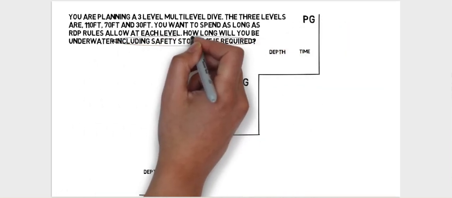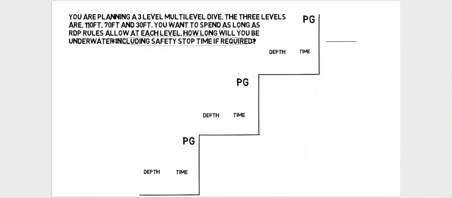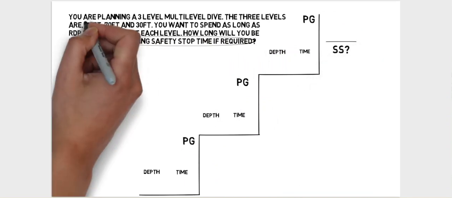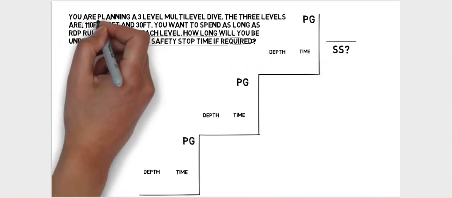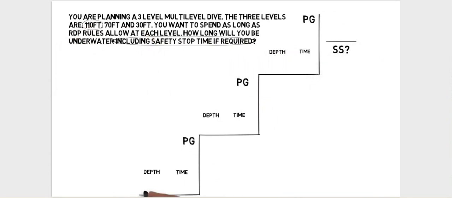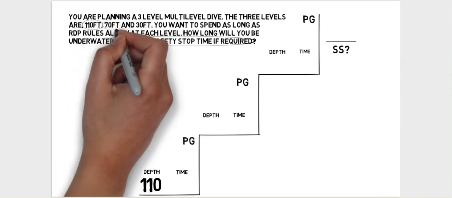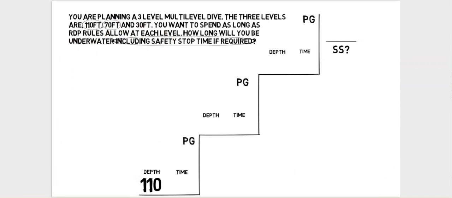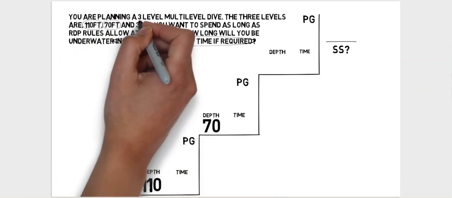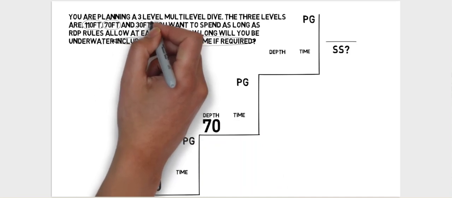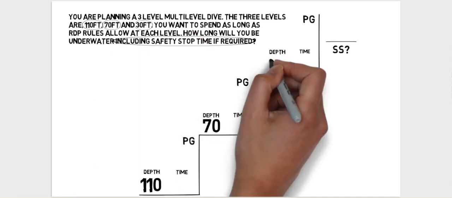Subtle difference here is based on this part of the question, including safety stop time if required. I'm going to add an annotation on the side of the diagram here to remind me to add in the 3-minute safety stop if it's required. So now we can go to the question and take the depths of the 3 different levels. 110 foot is our deepest, 70 feet is our next deepest, and 30 feet is our shallowest level.